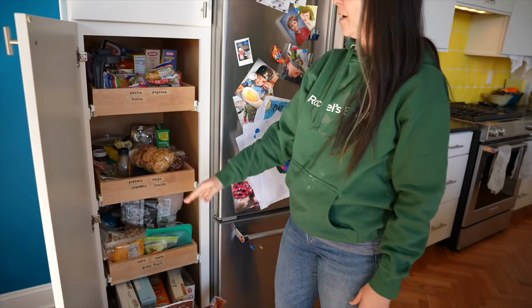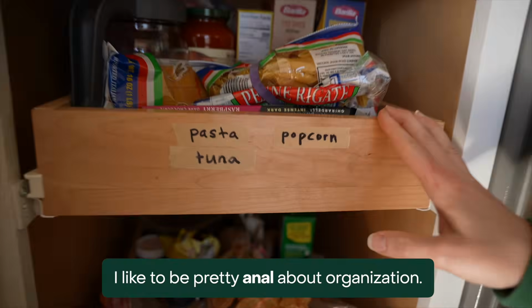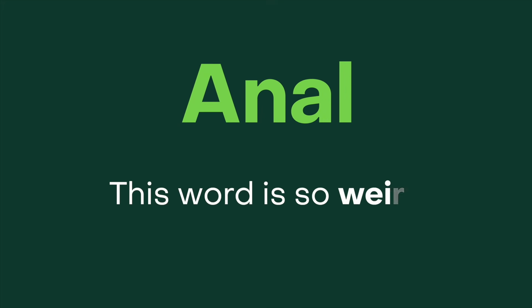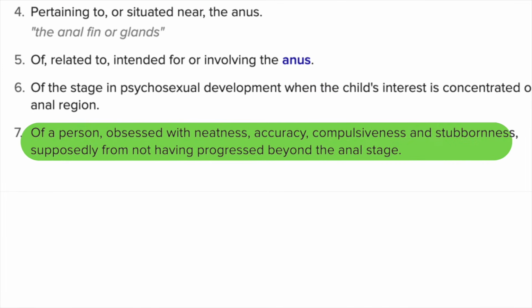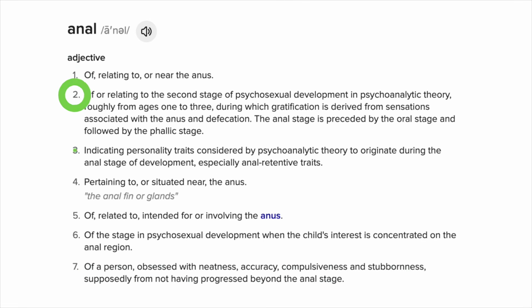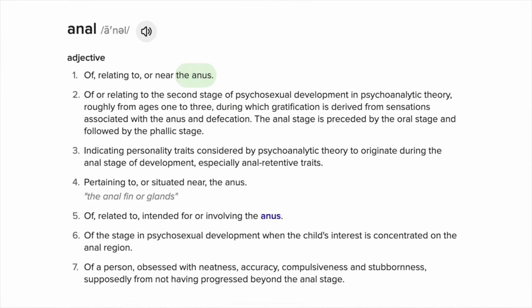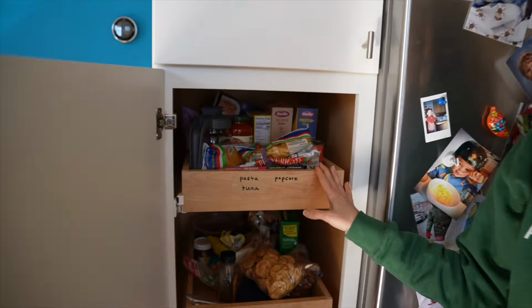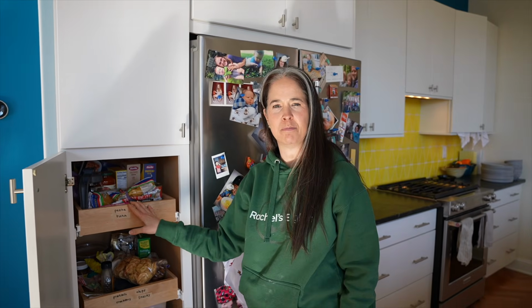Okay, that's the bottom. Now, you see I have everything labeled. I like to be pretty anal about organization. Anal. This word is so weird in American English. It's a very normal, everyday word to describe someone who, like me, really cares about neatness, tidiness, and organization. But it has 6 different meanings, all relating to the anus, also known as the butthole. I like to be pretty anal about organization. And then, you know, you put it up and then maybe a month later it's a total mess. We're kind of in the total mess phase right now.